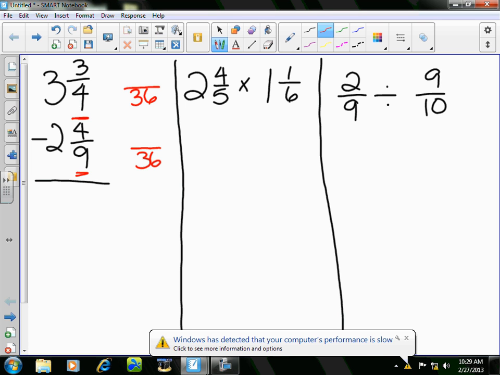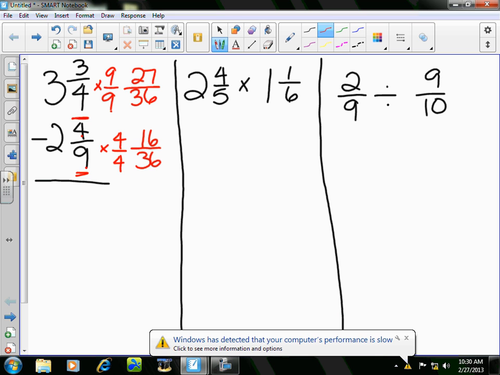And now we look. 9 times what equals 36? We know 9 times 4 equals 36. And what you do to the bottom, you must do to the top. So 4 times 4 is 16. So we have to get 4 to equal 36 too. So 4 times 9 equals 36. What you do to the bottom, you must do to the top. 3 times 9 equals 27.